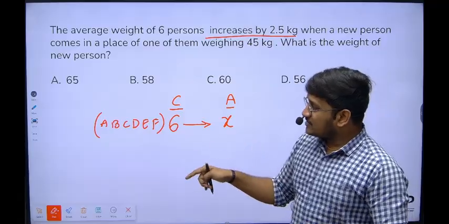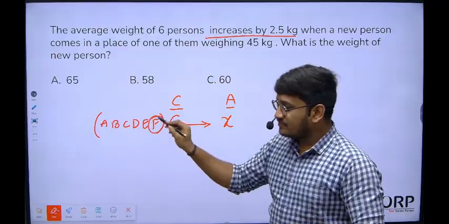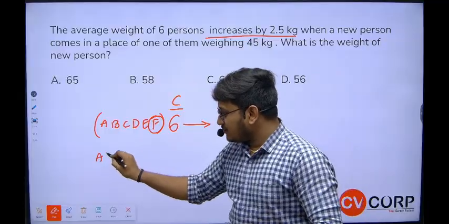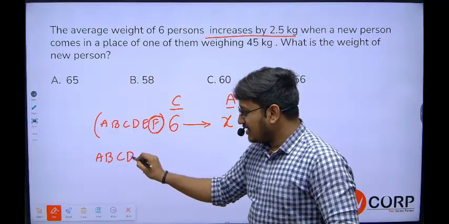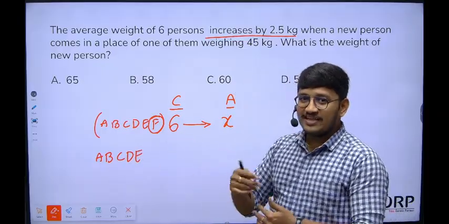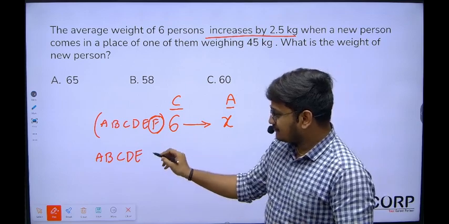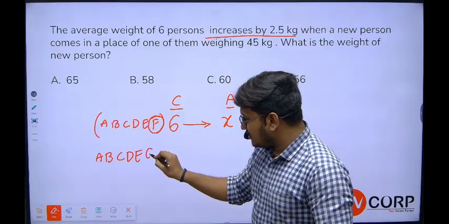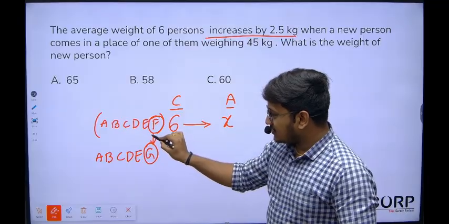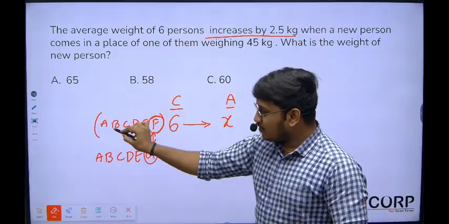Now, in place of the old person, let's assume the old person is F, a new person came. A, B, C, D, E, these 5 friends are common, but only one person is getting replaced, right? So in place of F, let's say G came. These 2 people got replaced. In place of F, G came. If you observe, the remaining 5 people are the same, right?